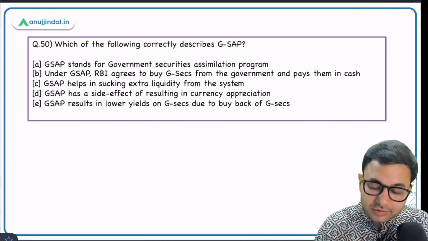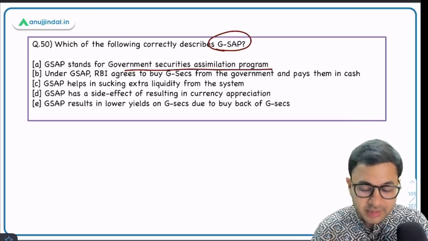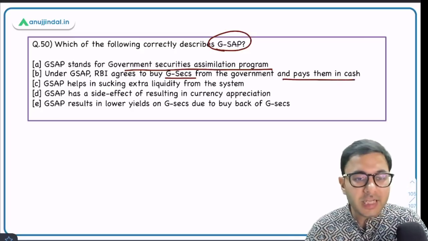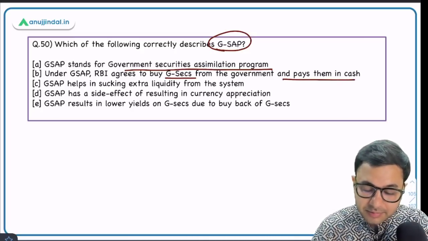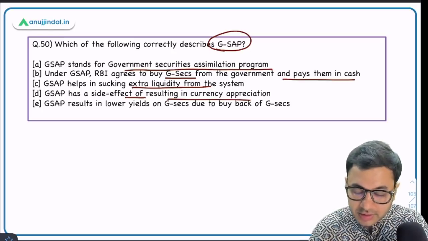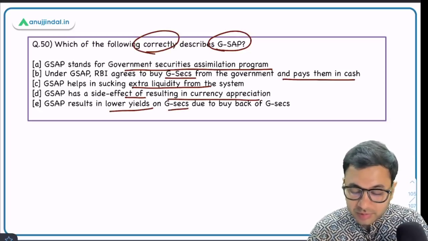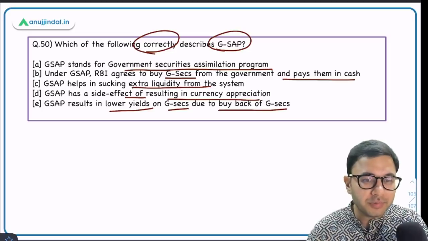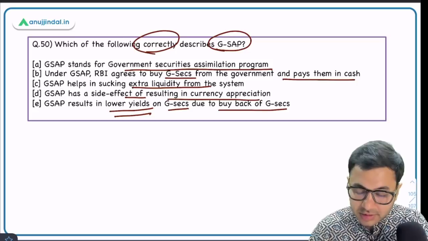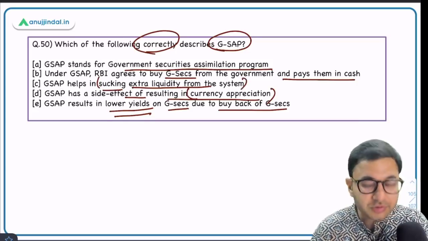Which of the following correctly describes GSAP? Government Securities Assimilation Plan, iska full form hai. Under GSAP, RBI agrees to buy G-Secs from the government and pays them in cash. GSAP helps in sucking extra liquidity from the system. GSAP has a side effect of resulting in currency appreciation. GSAP results in lower yields on government securities due to buyback of government securities.